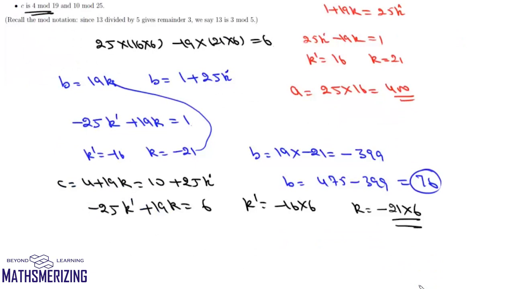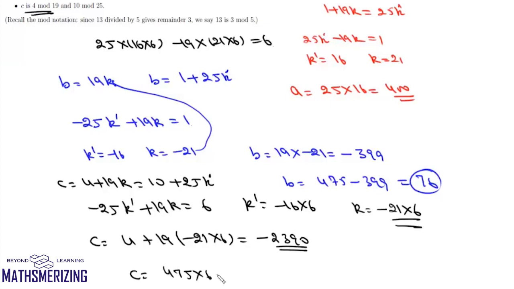We can write c as 4 plus 19 into minus 21 into 6, which is minus 2390, which again is a negative number. So we can write this c as 475 into 6 minus 2390, which is 460. So value of c is 460.